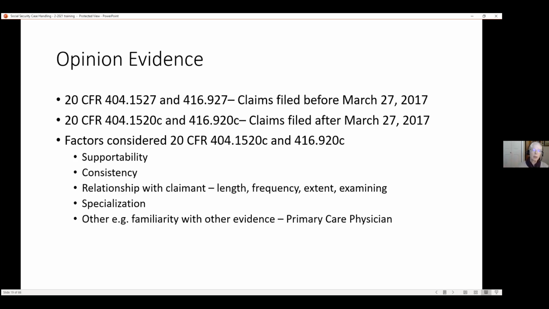So if they give an opinion, they may not have the specialty, but they do have the familiarity with the other evidence. Specialization: I'm a neurologist giving an opinion about neurology. If I'm a neurologist talking about something outside my specialty, then that's not as impressive. So one of the things you can argue on appeal, if the judge finds persuasive opinions that were written by consultative examiners early on, like a year ago, is, well, yes, they said this then, but look at all this other evidence they don't know anything about. So those are factors that they look at.